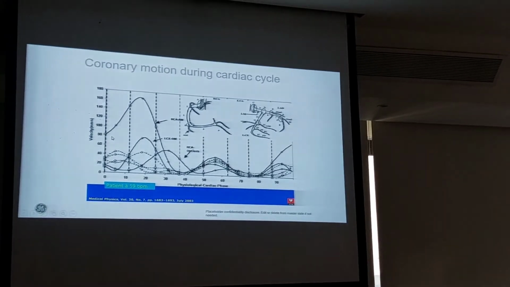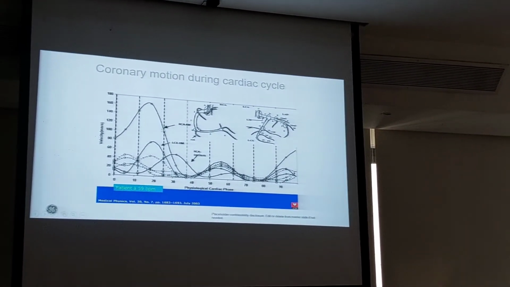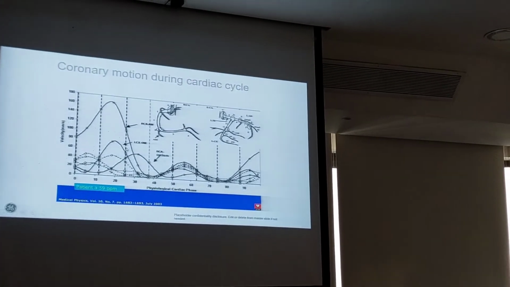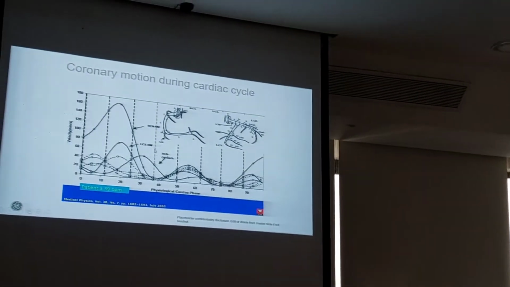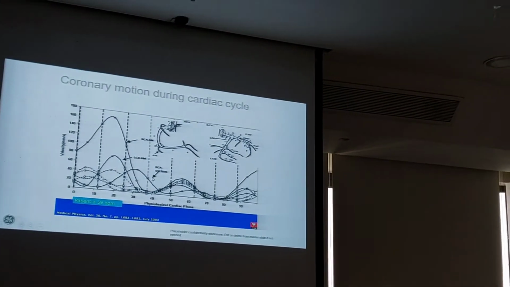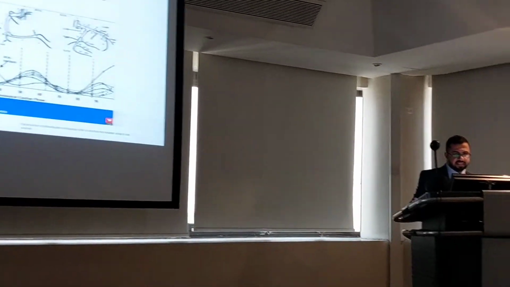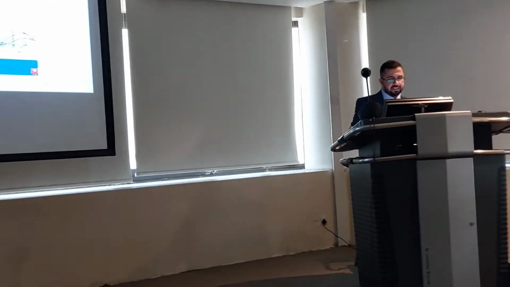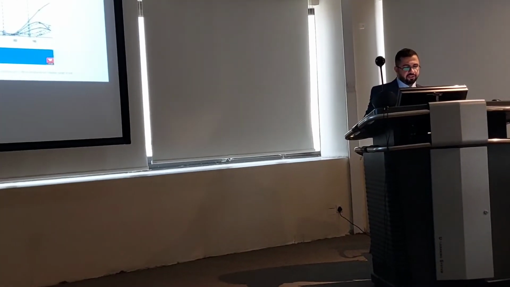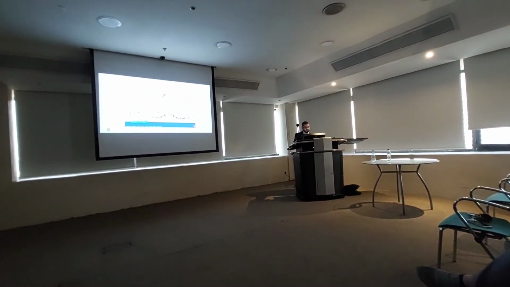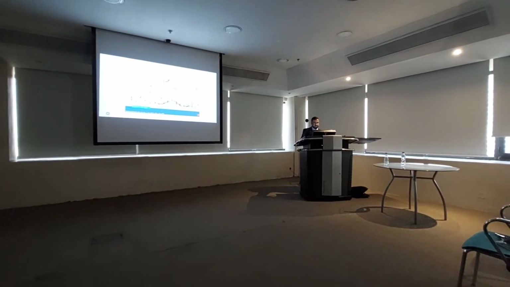This one is showing the RCA, the left circumflex, and this is the ostium. It's showing all the vessels. These are the ones: RCA, this is from the other one. So this should be the LAD, and this one the LCX and the RCA.